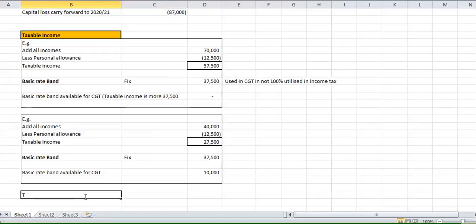Now let's move towards taxable gains. How to calculate taxable gains? I'm moving towards that point. Don't worry. We have just learned how to calculate the unused basic rate band. Are you able to understand the calculation of the unused basic rate band? Is it clear now? How you will calculate 10,000 pounds?